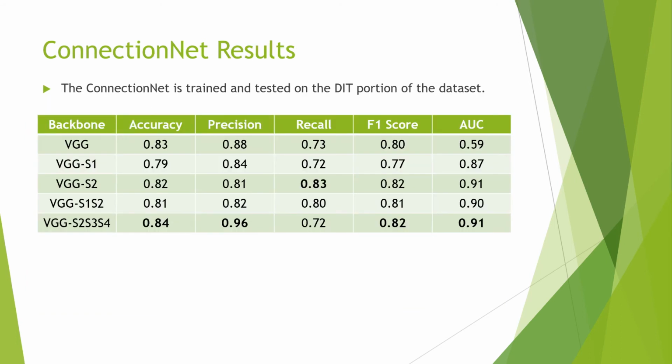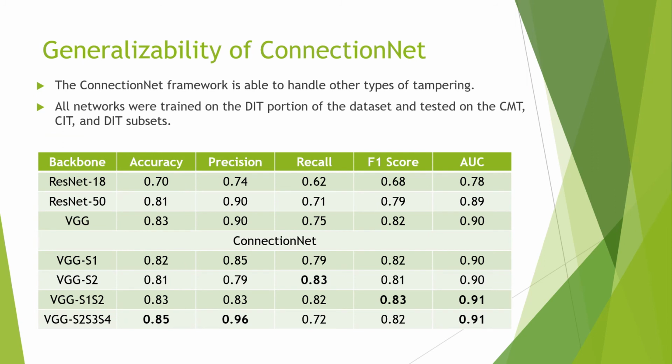We then trained ConnectionNet with connections at various different stages of VGG on only the deep inpainting portion of the dataset. We then tested the generalizability of our framework by testing the networks that were trained only on the deep inpainting portion of the dataset on the copy-move and the classical inpainting portions of the dataset. And we found that the VGG with the 3 skip connections worked best because it forwarded all the low-level features to the decision layer.